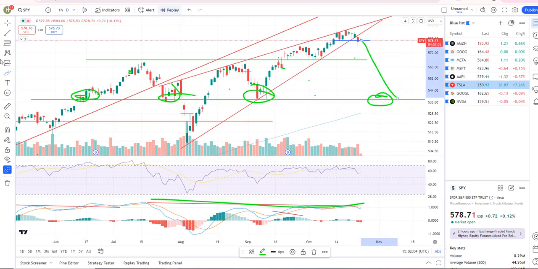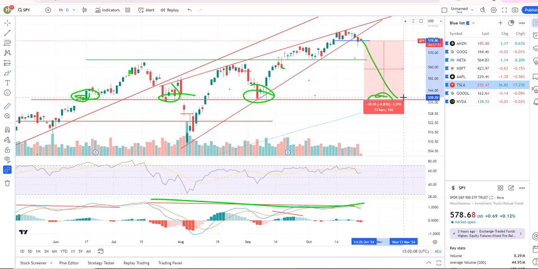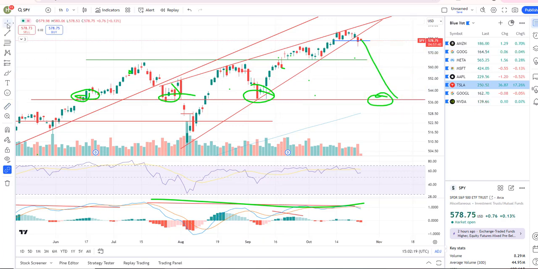I think we're heading down there. That would mean the S&P 500 from where we're at now, over the next weeks, essentially, could take months, will be down about 7%. That's kind of the measured move for this pattern.